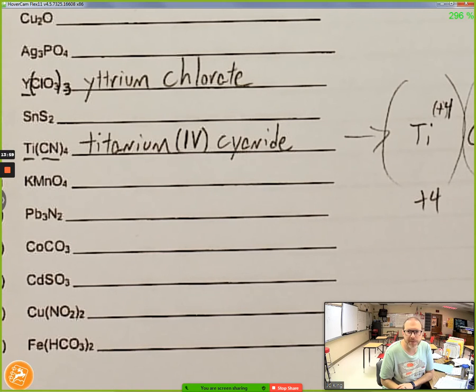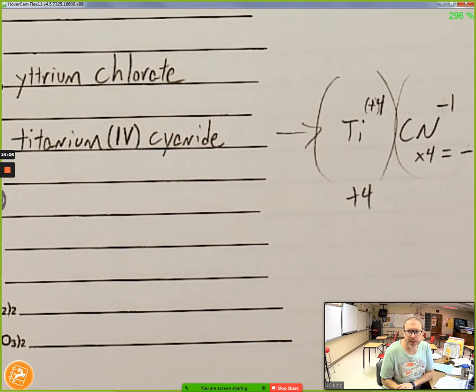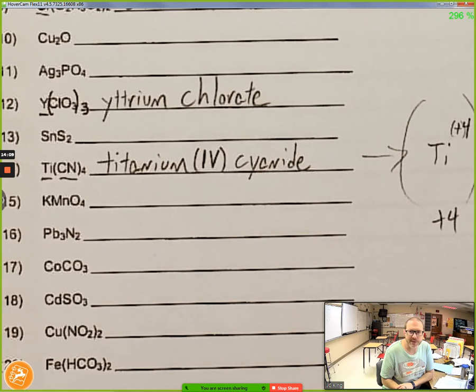Now, really important that you note the 4 doesn't have anything to do with how many titaniums I have. The 4 has to do with this +4 charge that positive piece has. If you see a Roman numeral in a name, that always tells you the charge of the positive ion. Okay?